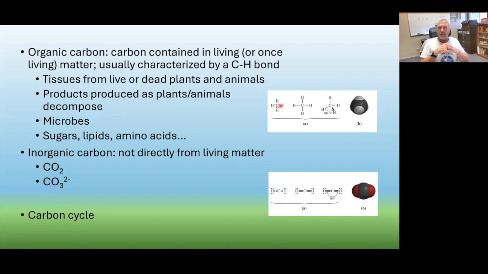There are microbes that can be part of that as well, but it's again living organisms that are then broken down into sugars, lipids, amino acids, and the like. Inorganic carbon, on the other hand, does not directly come from living matter. A good example of this is carbon dioxide that you see over here, right? Again, carbon is the central feature here, but inorganic carbon typically does not have that hydrogen associated with it. And this is part of the carbon cycle.